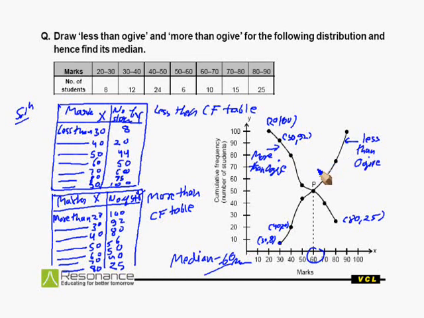So what did we do? First we made the less than frequency table and after that we made the more than frequency table. Then we plot the graph for these two tables. This is our less than ogive and this is our more than ogive. Where these two ogives intersect, we named that point P. From this point P we draw a line which is parallel to the y-axis. The point where this line intersects the x-axis is called the median. So from this graph we can say that the median is 60.